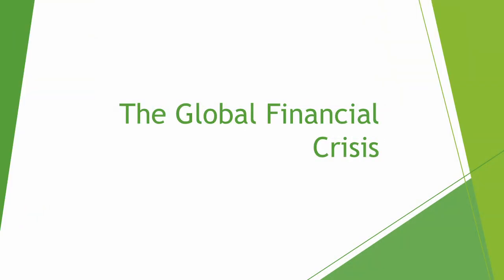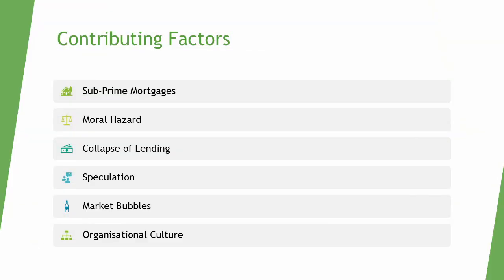The global financial crisis was a severe worldwide economic downturn triggered by instability in the financial system and the collapse of major financial institutions in 2007 to 2009. The contributing factors were subprime mortgages, moral hazard linked to institutions seen as too big to fail, the collapse of lending to businesses, speculation and market bubbles, and the role of organizational culture.